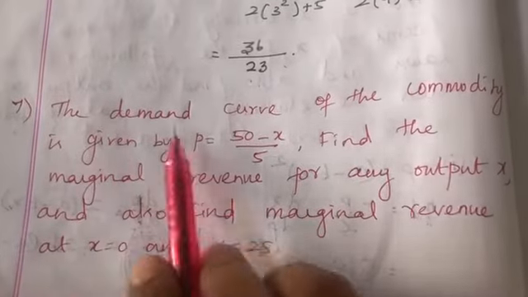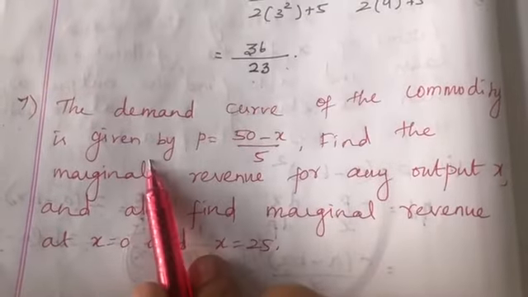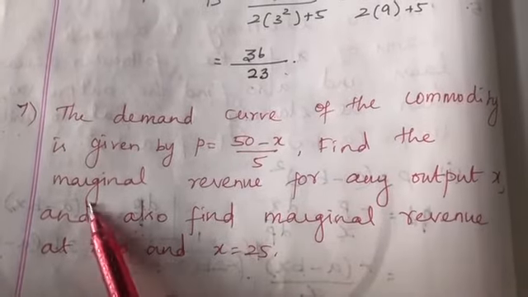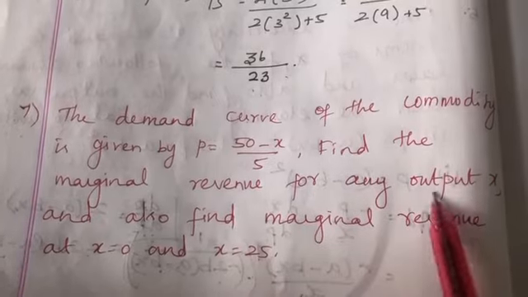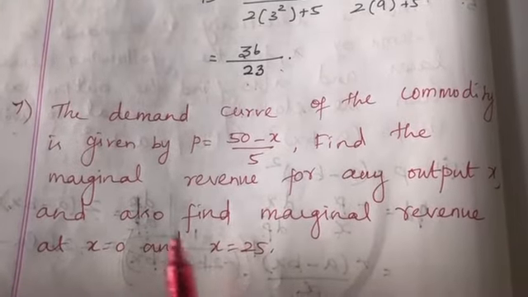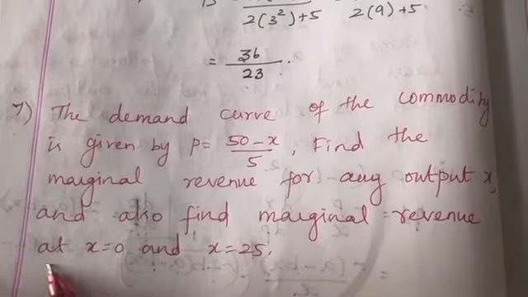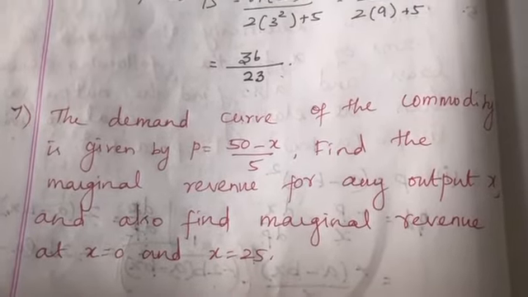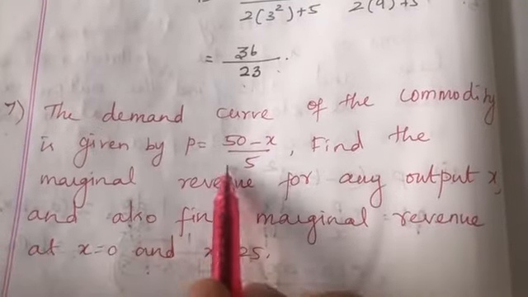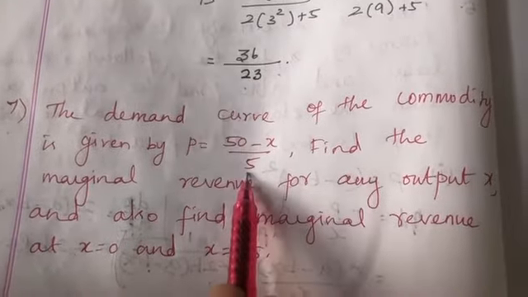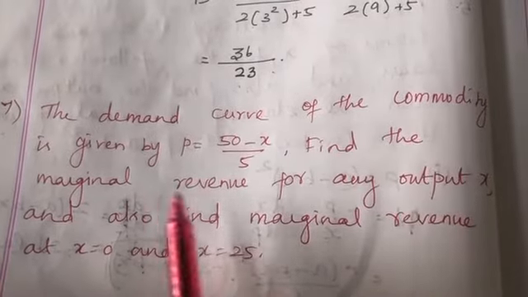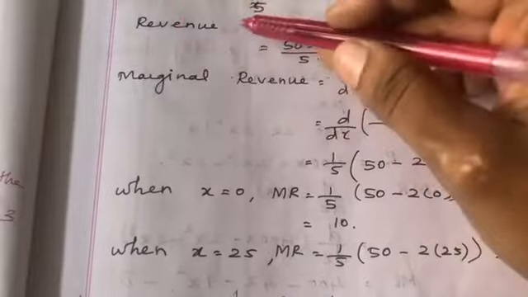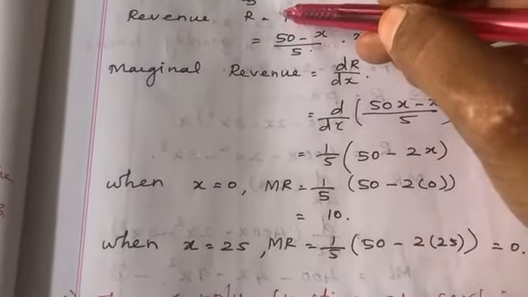Seventh problem. The demand curve of the commodity is given by P is equal to 50 minus X by 5. Find the marginal revenue for any output X and also find the marginal revenue at X is equal to 0 and X is equal to 25. So the demand is given, P is equal to 50 minus X by 5. We have to find the marginal revenue.